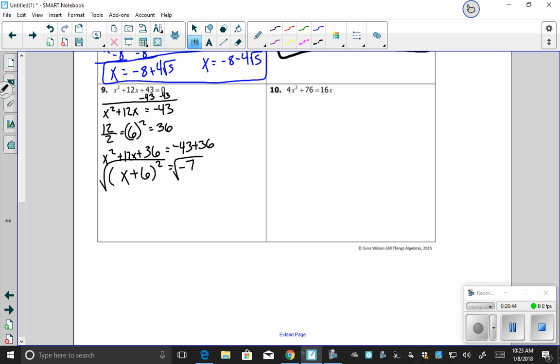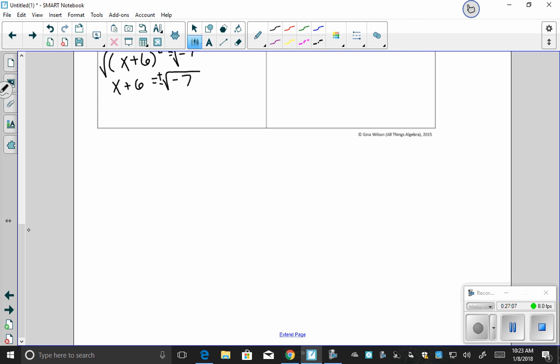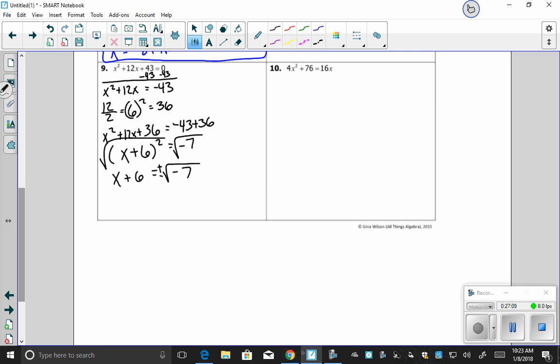Square root both sides, and I get x plus 6 equals the square root of negative 7. Remember, when you have a negative underneath the square root symbol, we have a complex number. We have imaginary numbers. So when I split this up, remember that should be both plus and minus. I'm going to get x plus 6 equals square root of negative 7, and x plus 6 equals negative square root of negative 7.